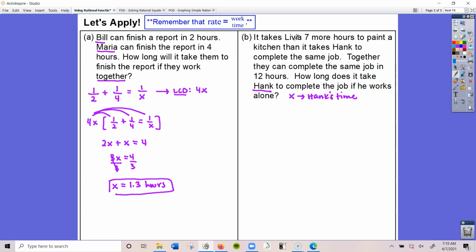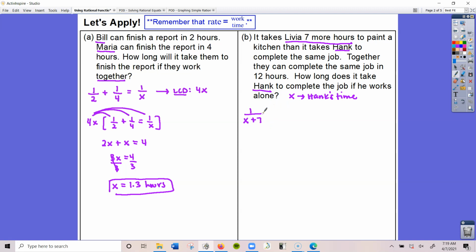Now let's write an expression for Livia, let's write an expression for Hank, and then we'll create the equation. So here it says that it takes Livia 7 more hours to paint a kitchen than it takes Hank. So the kitchen, that's the work, one kitchen. Livia takes 7 more hours than Hank. So that means that her time is Hank's time plus 7. 7 more hours than Hank.